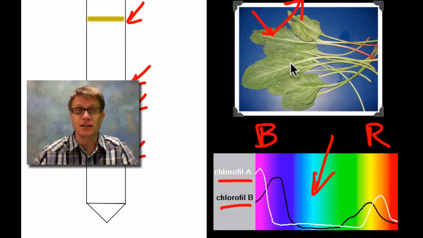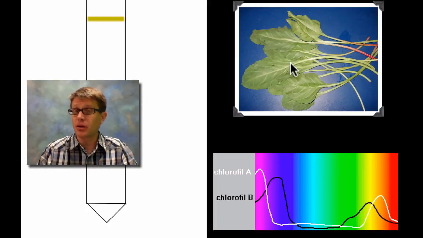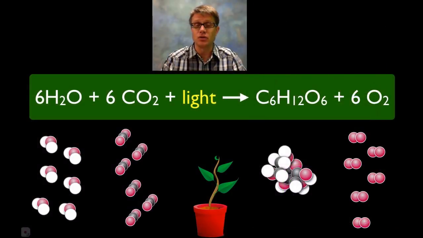Now, this has actually puzzled scientists for a long time, and we really don't have a definitive answer as to why plants are green. Know this, that if they were black, they probably would get a little bit too hot. They would absorb too much light.